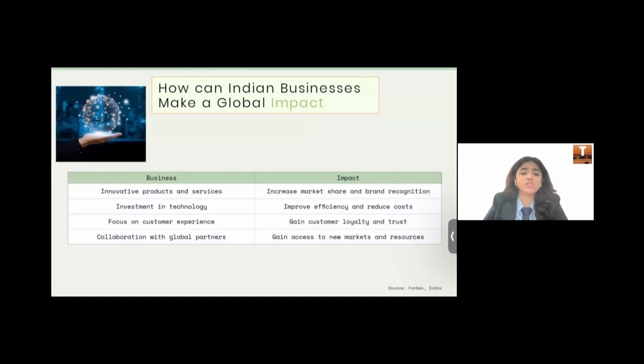Next comes engaging in public or private partnerships by collaborating with government and international organizations on projects that align with your business objectives. These public and private partnerships can actually help. They can provide access to funding, infrastructure, and support for market entry.